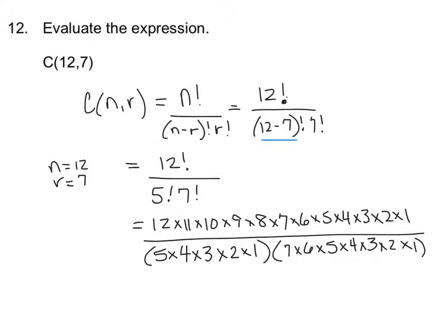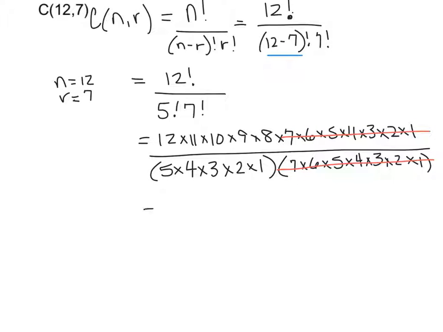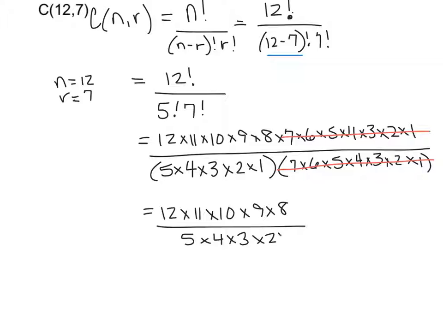I always like to take the larger factorial and cancel the larger factorial on the top and bottom. So here I'm going to take the 7 times 6 times 5 and so forth and cancel it with those numbers on the bottom. So now we're left with 12 times 11 times 10 times 9 times 8 divided by 5 times 4 times 3 times 2 times 1.